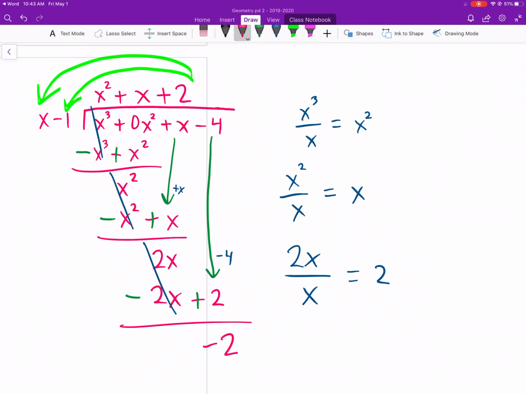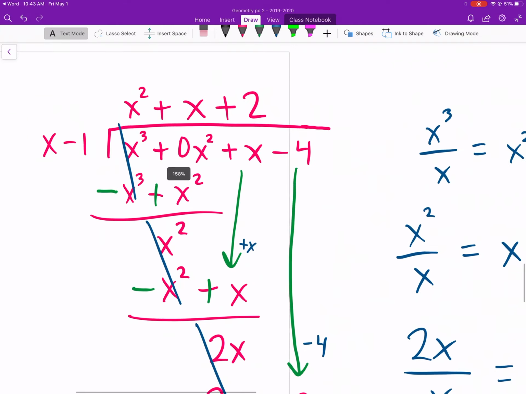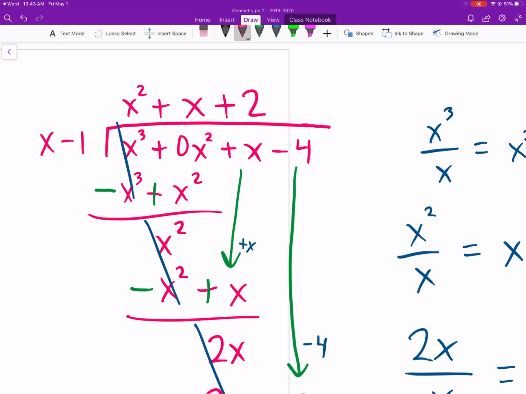Now we have nothing left. There's nothing left to bring down. You're not going to be dividing. So we're done. Just remember how to write that remainder. If there is a remainder, in this case there is, negative 2. In this case we wrote plus before because it was positive. Now it's minus 2. And just put that over the divisor of x minus 1, the value on the outside there. So this would be your final answer.